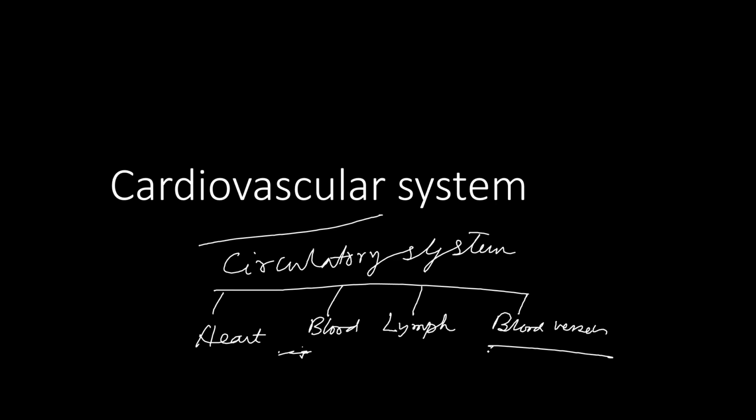Again, blood vessels are of two types: artery and veins. What is artery? That carries blood from heart. They are known as artery. It may be oxygenated or may be deoxygenated. Similarly, vein carries blood to the heart. It may be oxygenated or deoxygenated.